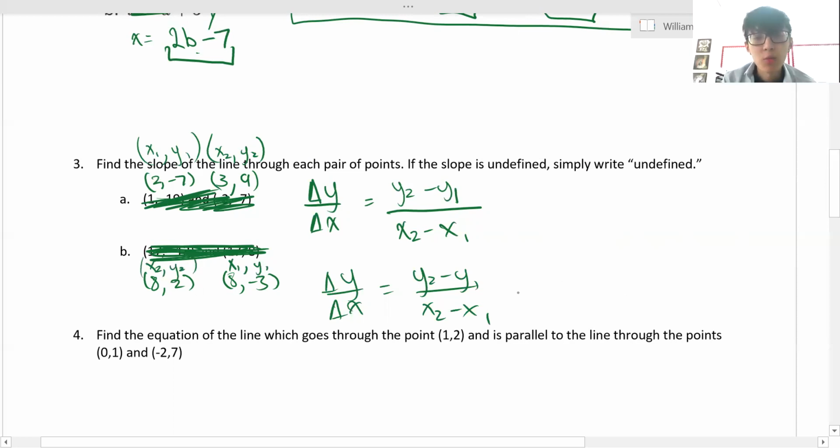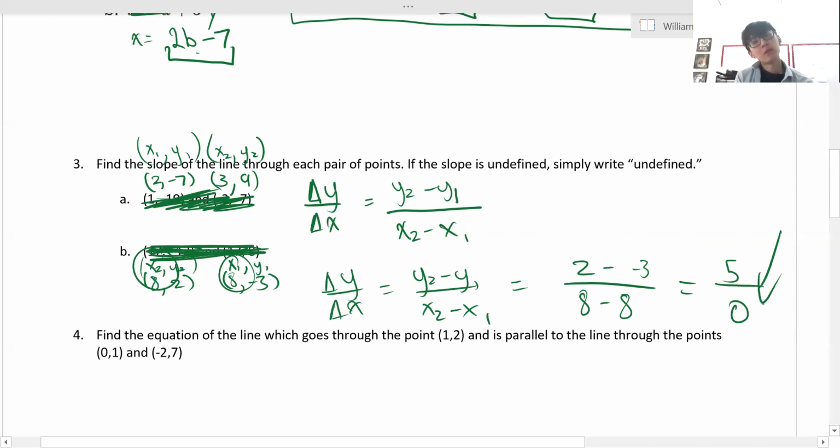So y2 minus y1, that's going to be, y2 is 2, y1 is -3, so I'm going to subtract -3. The denominator is going to be x2 minus x1, so x2 is 8, x1 is 8, so it's going to be 8 minus 8. So our numerator is 2 plus 3, so it's going to be 5. Our denominator is 8 minus 8, that's 0.